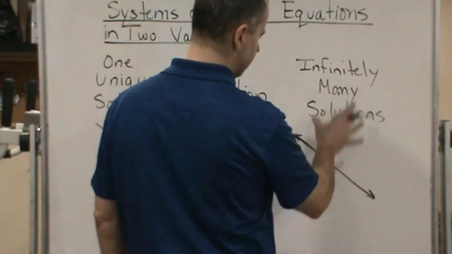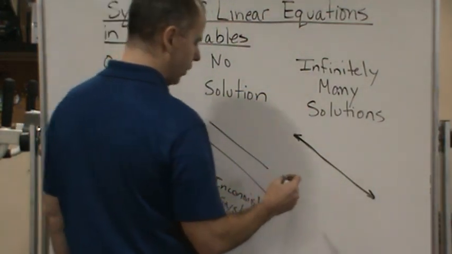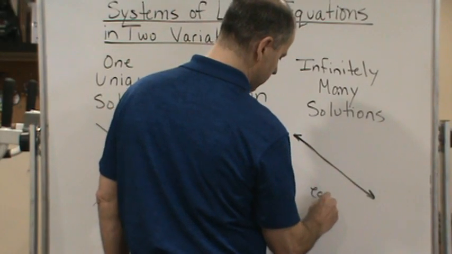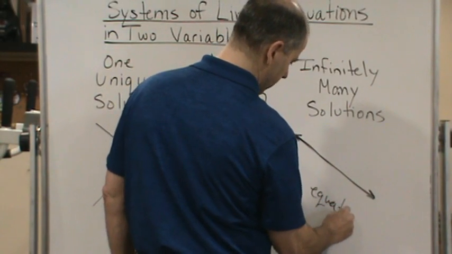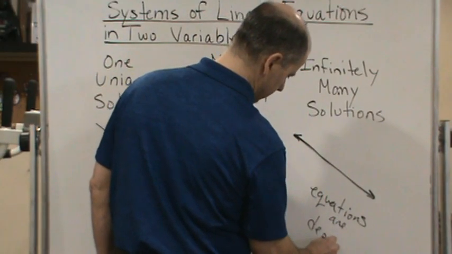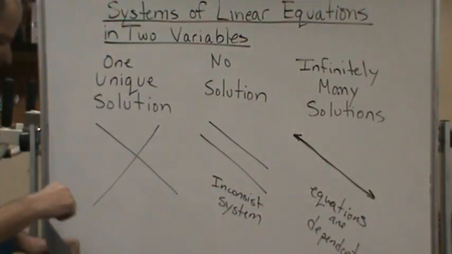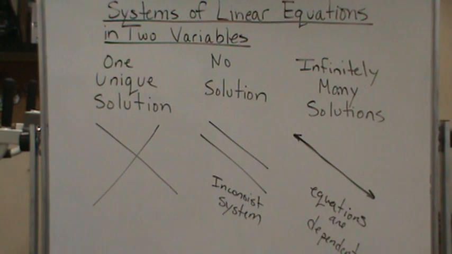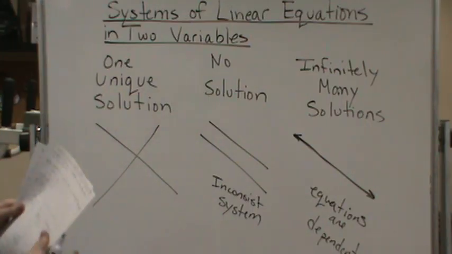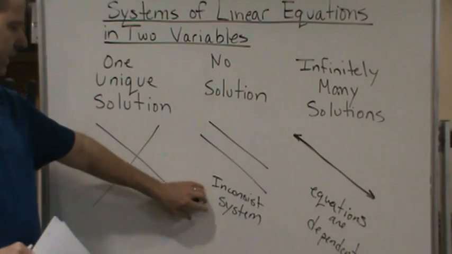Anytime you have a system of equations with infinitely many solutions, we say that the equations are dependent. You could say a dependent system, or the equations are dependent. This would be more accurate in my opinion. And you would call the no-solution system inconsistent.